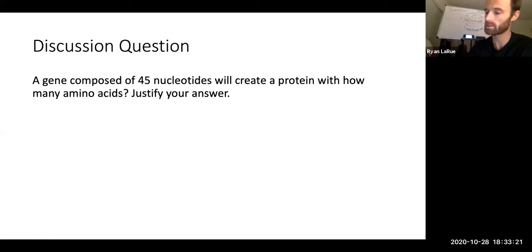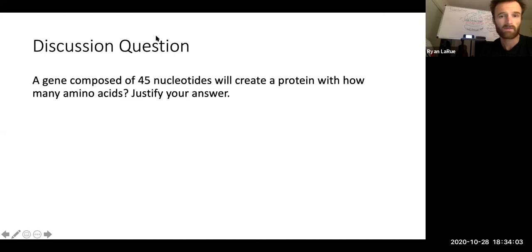But take a look at this question. Take a minute or two and answer: how many amino acids will be produced from a gene with 45 nucleotides? How many amino acids will result from a gene with 45 nucleotides? Yes, that's correct. Cool.